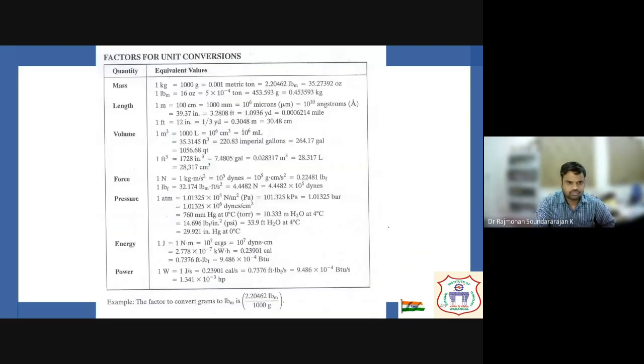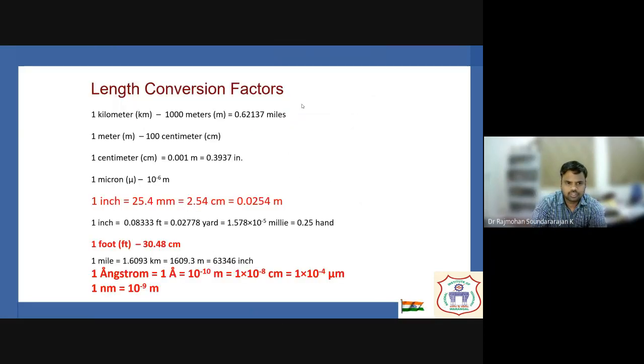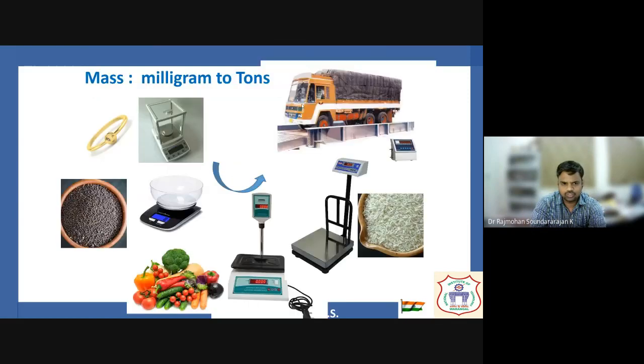Okay, so these are some of the unit conversions we should go through and get thorough with. 1 kg is equal to 1000 grams, 0.001 metric ton, 2.24 pounds. Length: 1 meter is equal to 100 centimeters, equal to 10 power 9 nanometers, 10 power 10 Angstroms. Volume, you can say 1000 liters, all that you can go through. So these are the conversion factors for length, and there are mass conversions also, milligrams to tons, we have to measure several things.